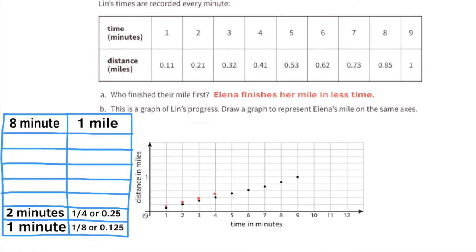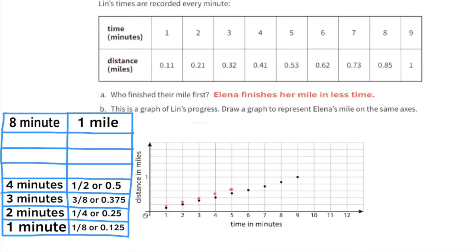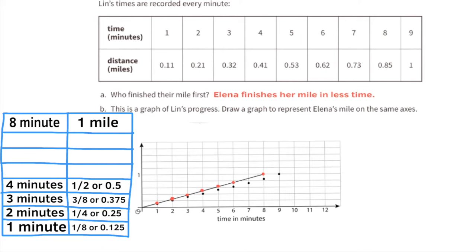As I continue to fill in this table, I'm adding 1 minute to the left-hand column, and I'm adding 1/8 of a mile to the right-hand column, or I'm adding 0.125 miles to the right-hand column. The left-hand column of this table corresponds with the x-axis of the graph, time in minutes. The right-hand column of the table corresponds with the y-axis of the graph, distance in miles. You can continue to complete this table on your own if you like. I went ahead and represented Elena's mile on this graph with red points.